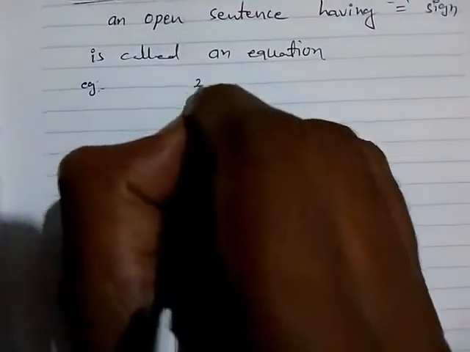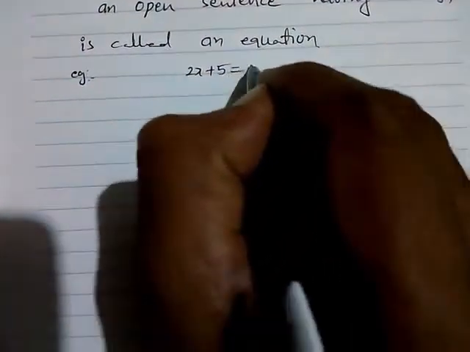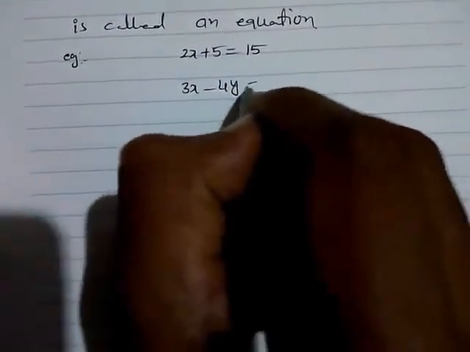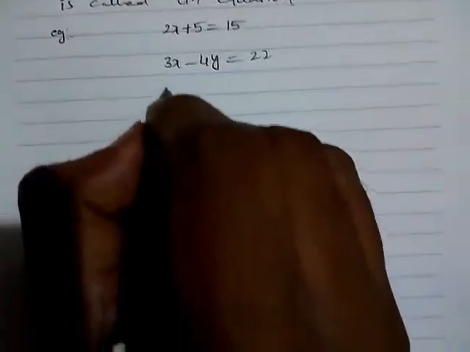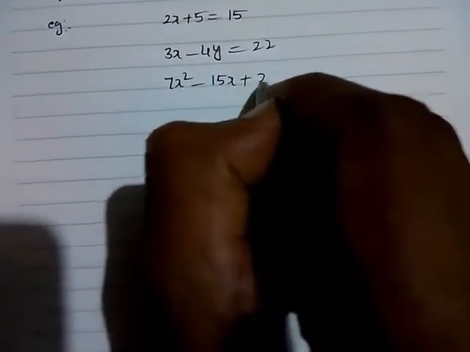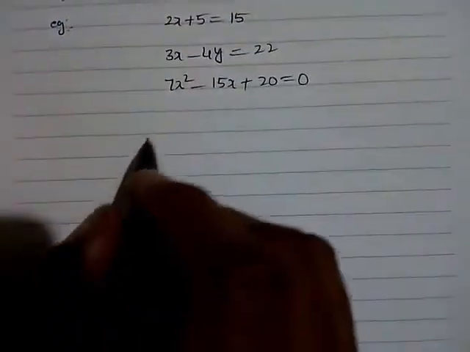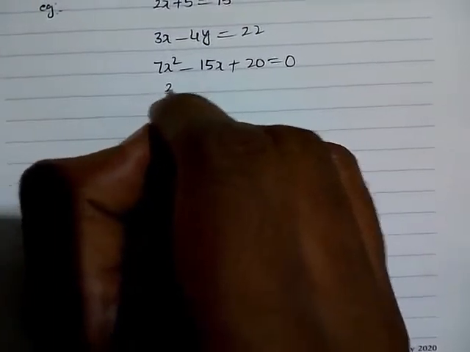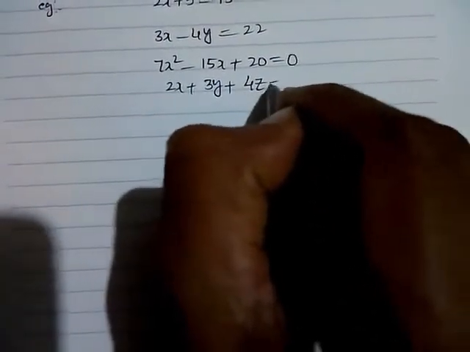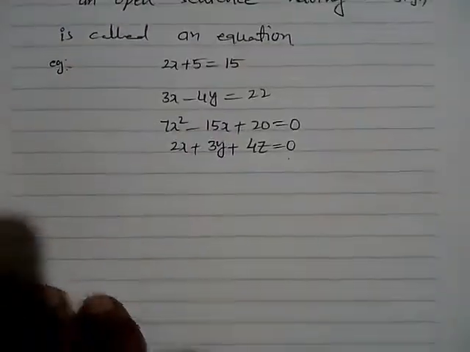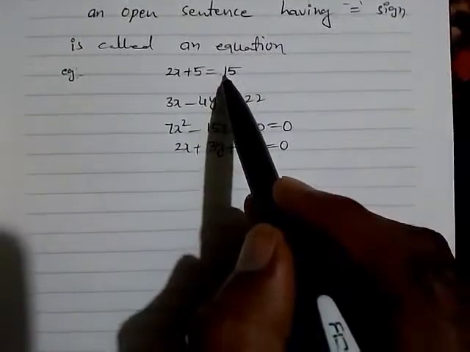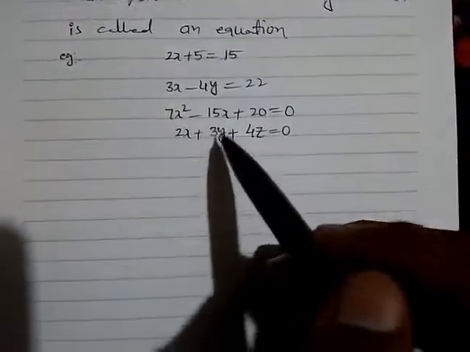Example: 2x plus 5 is equal to 15, 3x minus 4y is equal to 22, 7x square minus 15x plus 20 is equal to 0. And one more example: 2x plus 3y plus 4z is equal to 0. So these are equations. This is open sentence having equality sign. So that's why these are called equations.